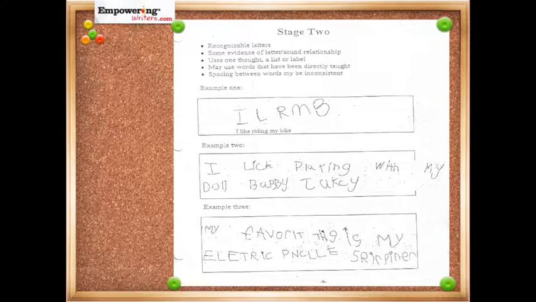Now, in looking at stage number 2, think about your authors in the classroom that you have this year. Do you have any stage 2 writers? And then I want you to look carefully at something. Look at example number 1 versus example number 3. Some of you are thinking, wow, that's a lot of time between just putting down the first letter of each word to "my favorite thing is my electric pencil sharpener" with all of those letter sounds. And you're right, there's a vast amount of work that goes into stage number 2. So some of you probably will have stage number 2 writers for quite some time.